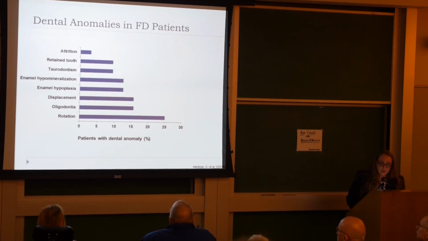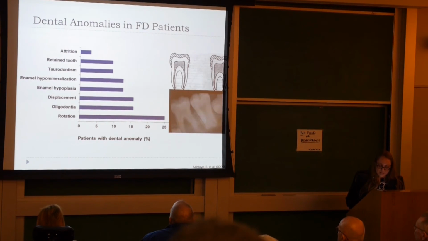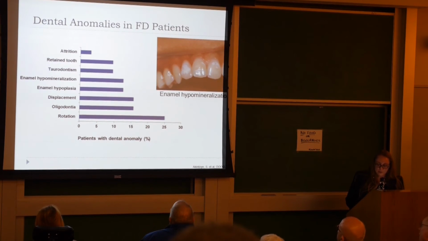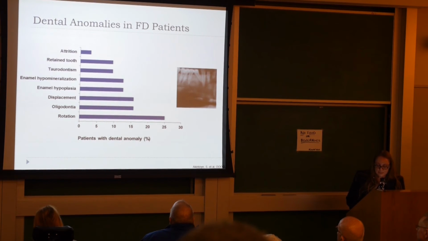So as far as some of the dental anomalies that occur, this is, again, the NIH cohort, and it was seen that there were higher levels of attrition or tooth wear, taurodontism, which means that the pulp chamber of the tooth is actually wider than normal, and this was only seen in those patients who had growth hormone excess. Enamel hypomineralization, which is a problem with the top layer of the tooth. Enamel hypoplasia, which means that the enamel doesn't form as well, and this can lead to cavities. And then tooth displacement or rotation or missing teeth. But again, a lot of these studies are ongoing.